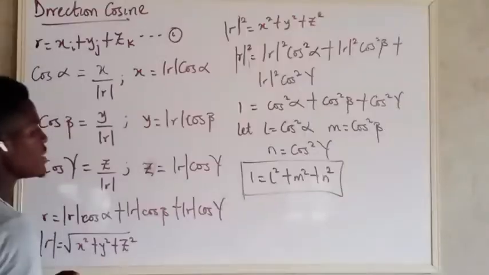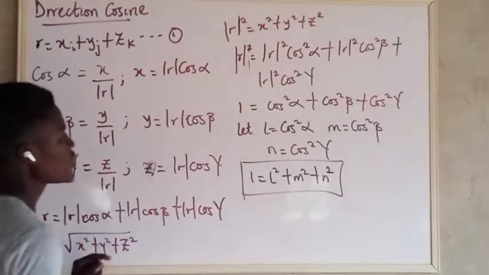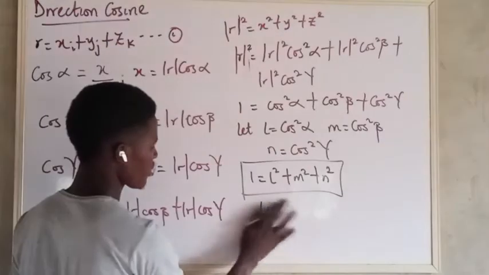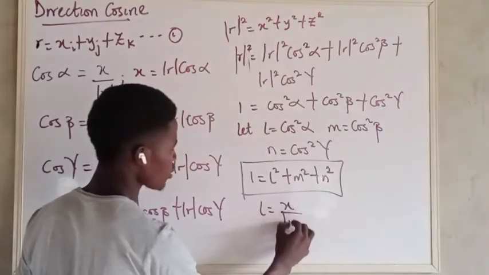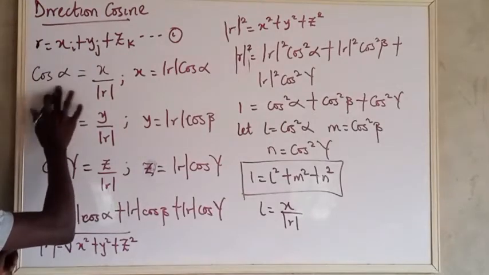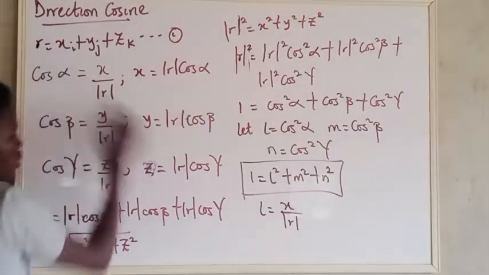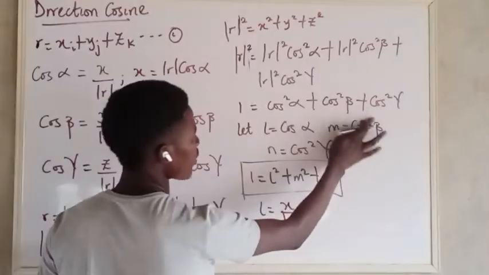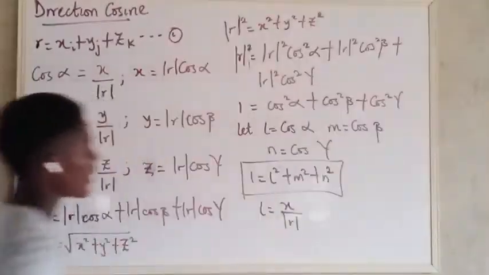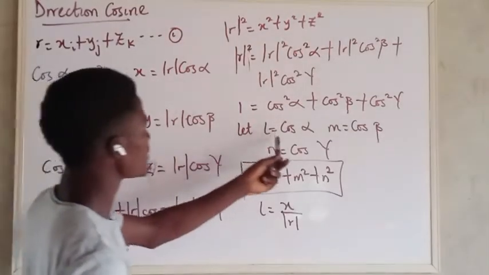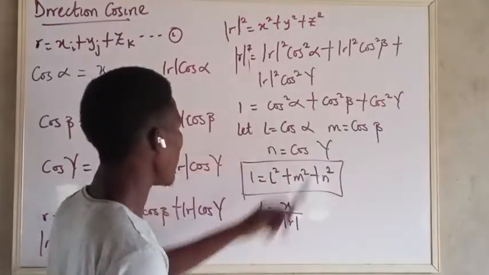Alright, that means automatically I can say my L is equal to x over magnitude of r, just like I have here. You know, this is my cos alpha before, so I can say this. So this one will be cos alpha. Alright, so this is going to be the way it is. So we are saying let L be this.